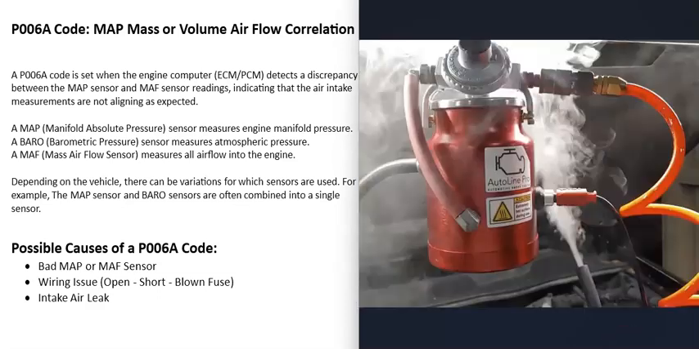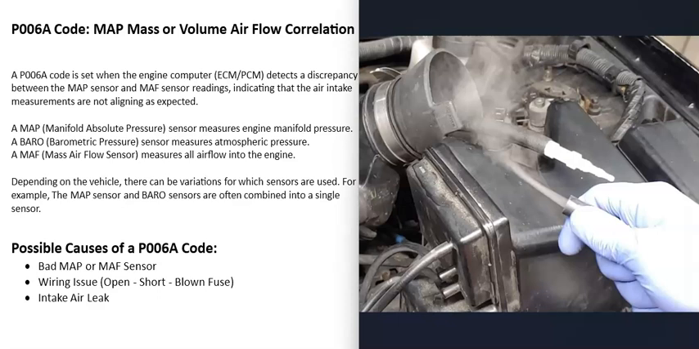One common method to check to see if there is an intake air leak is to use what's called a smoke machine method, where basically you use a smoke machine and you feed smoke into the intake manifold, and wherever the smoke comes out, you know there's a leak and you're able to fix it.